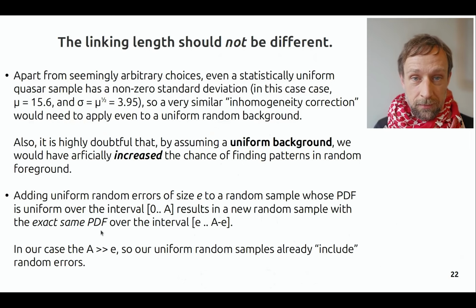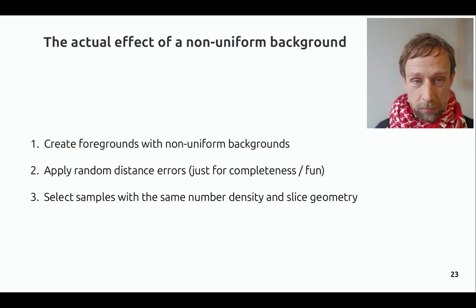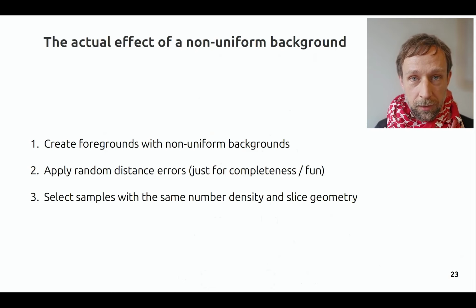In fact, it's easy to prove that you get a different random sample every time, of course, when you add small errors. But if the initial assumption was a uniform random sample, adding small errors gives you new uniform random samples with the exact same PDF. But we can argue about this, or we can also just demonstrate it explicitly. So what we did is create new random samples with an inhomogeneous quasar background. Then we also add these small errors, even though that has no effect, but just for completeness. And then we select samples just as we had done before with the same number density and slice geometry.